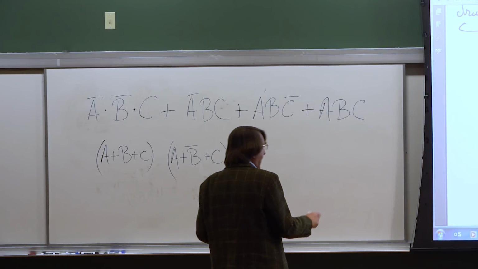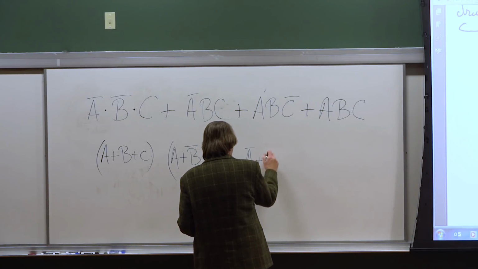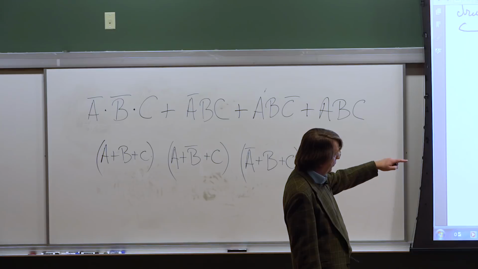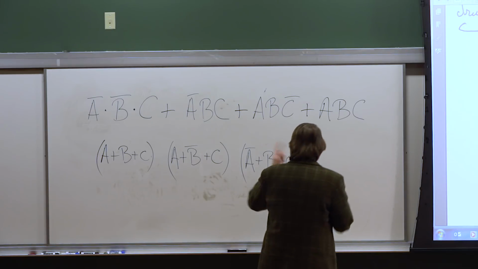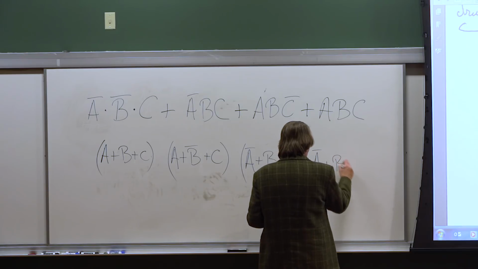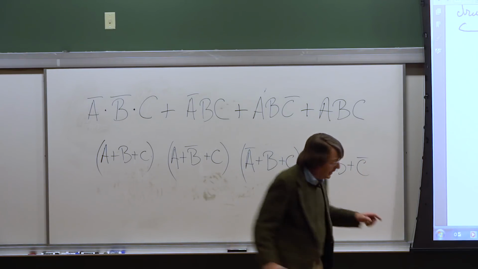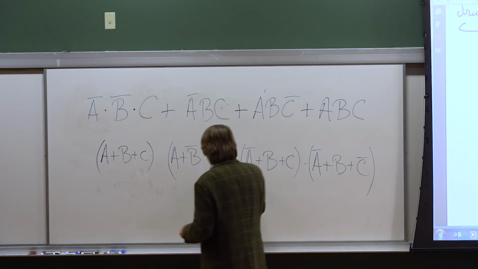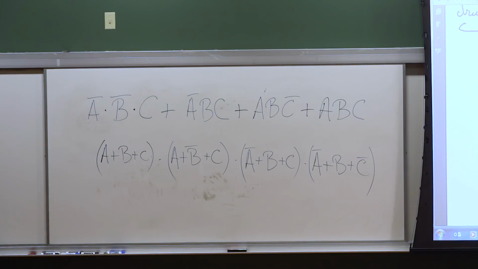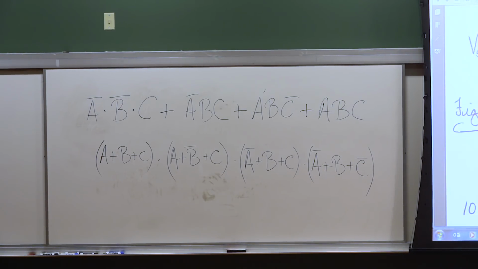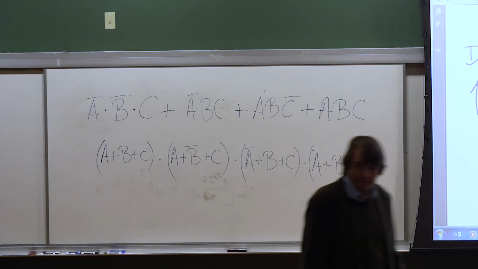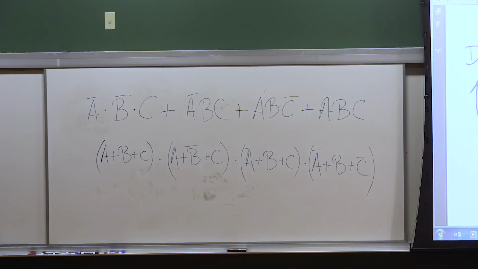Where's the next one? Not A or B or C. All right. Make sure I'm not skipping one. 1, 2, 3. Then it's not A or B or not C. Is that it then? Yeah, that's it, right? And what do I then do? AND them together. And we got it. It's cool, isn't it? It's fun.